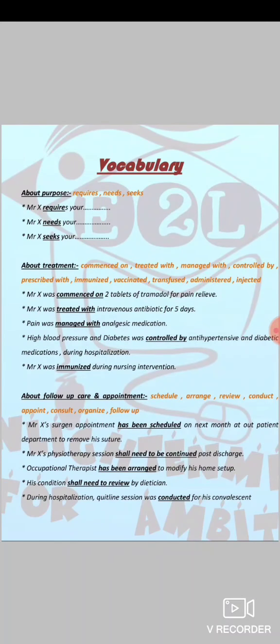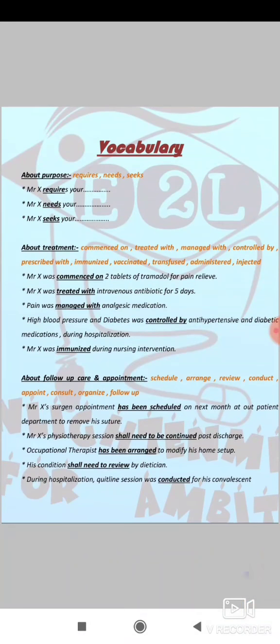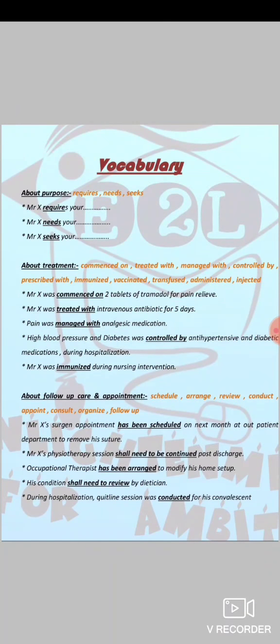So we'll start with vocabularies. About purpose, there are three vocabularies: requires, needs and seeks. These three we mainly use in the introduction paragraph of OET writing. Now we have to understand when to use each word.